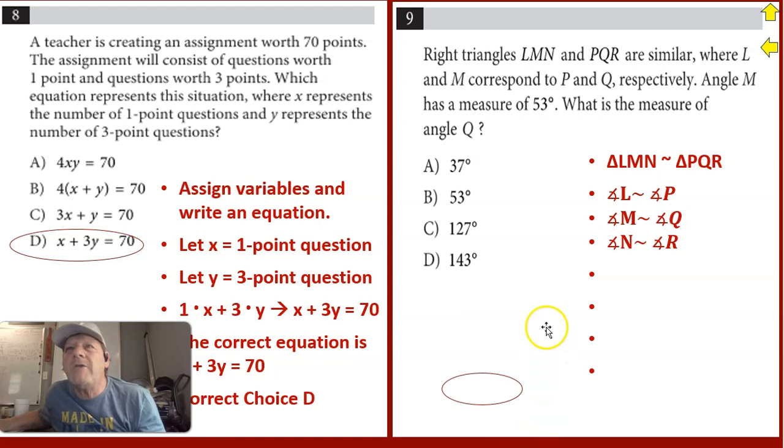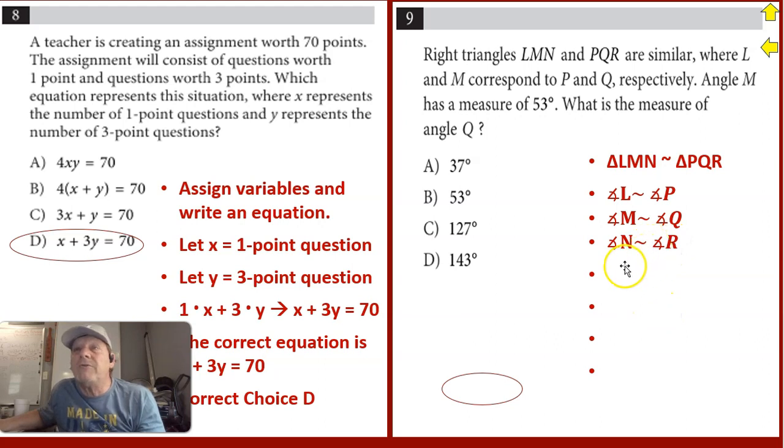So the way I can write each one of these, I can say that angle L, and that's the little angle sign there, angle L corresponds to angle P. Angle M corresponds to angle Q. And angle N corresponds to angle R.